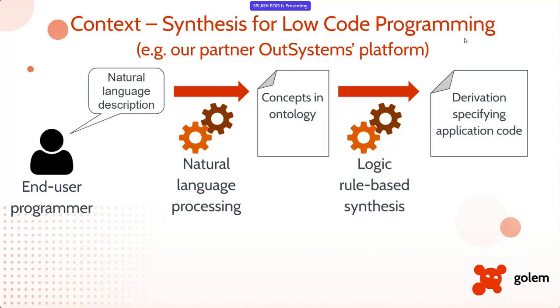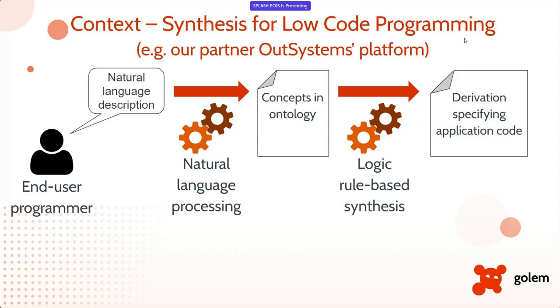The concept here is that an end user might describe a program that they want to write using a natural language description. And then we use various kinds of natural language processing technology to turn that natural language description into a set of facts. And these facts basically reference concepts in an ontology. And then we have built a template-based program synthesis approach that uses logical rules to turn those concepts in the ontology into a derivation whose conclusion specifies the application code that we want to synthesize.